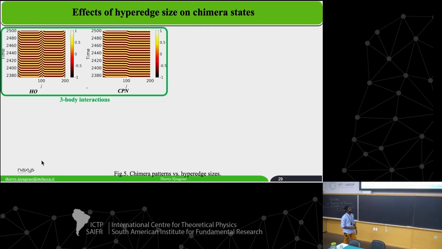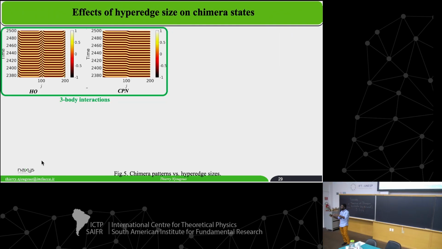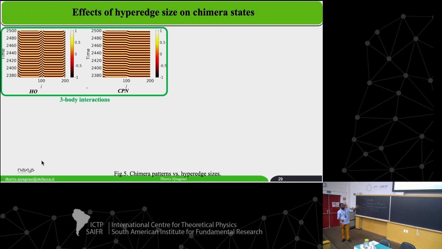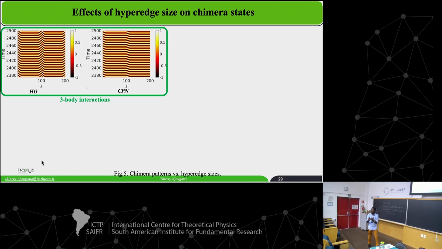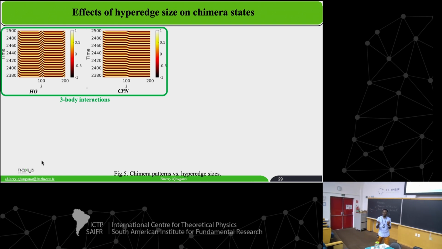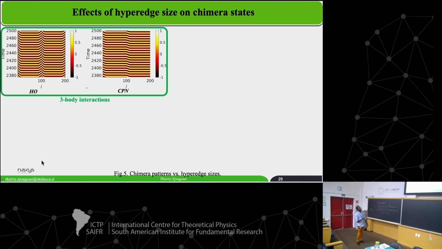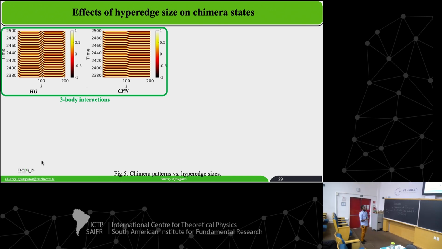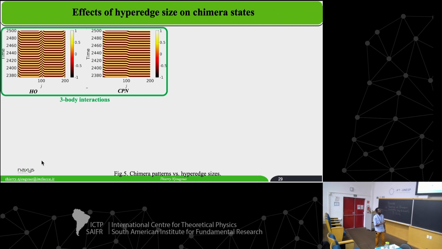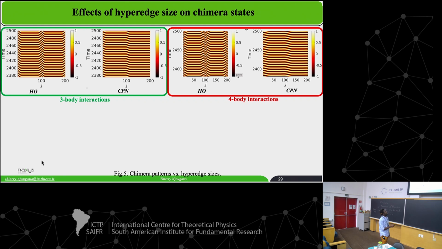And then let's do a comparison, not with the number of nodes, but with the size of the hyperedge. Now, what happens if we change the size of the hyperedge? We start with 3. So inside each hyperedge, we consider 3 nodes. And then here, we could not call it a chimera state, because it seems to be very, very coherent. This is a higher order interaction. This is the pairwise interaction. And here we can observe that it's a coherent state.